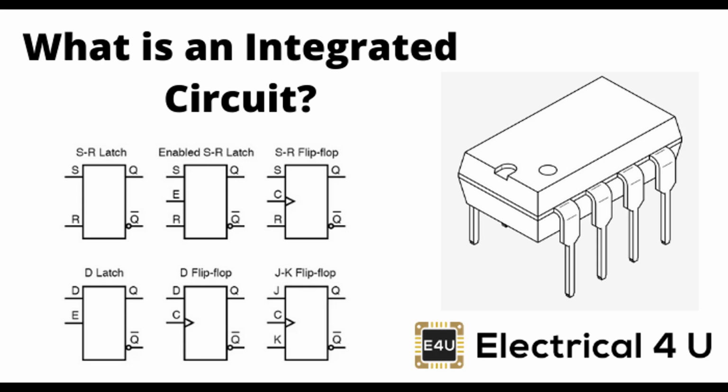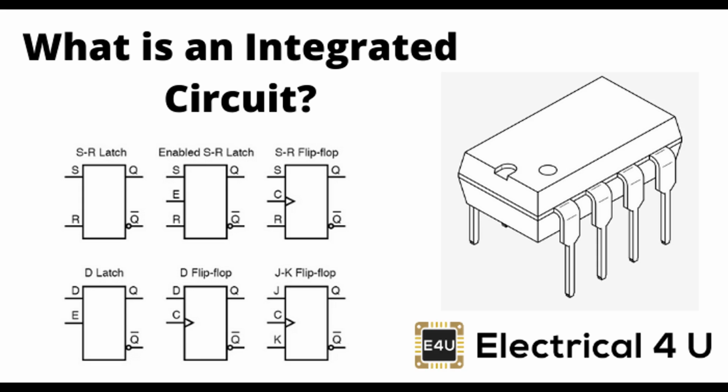NOR gate. Function: the NOR gate is a combination of an OR gate followed by a NOT gate. It produces an output of 1 when none of its input signals is 1. Truth table: A, B, A NOR B. 0, 0, 1. 0, 1, 0. 1, 0, 0. 1, 1, 0.